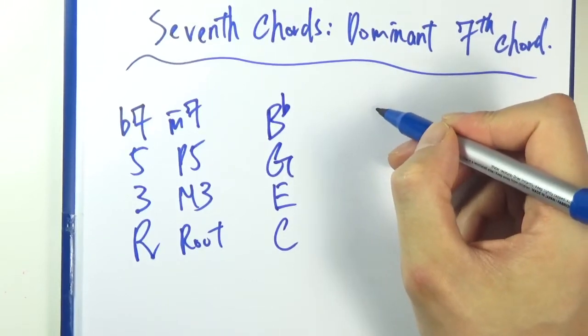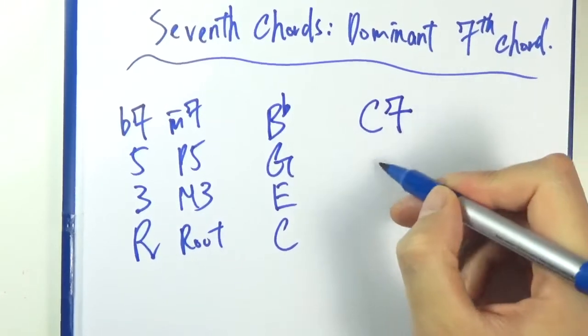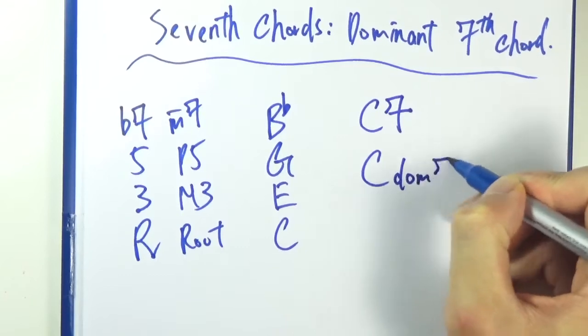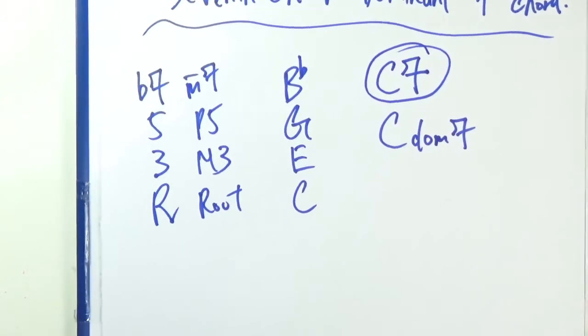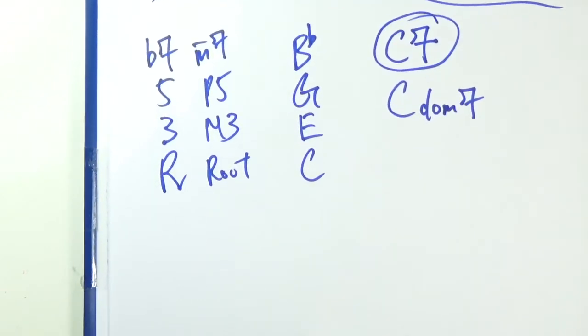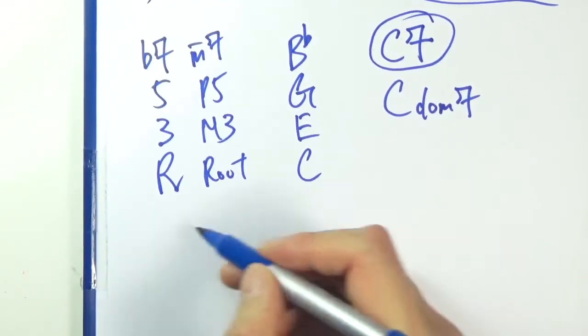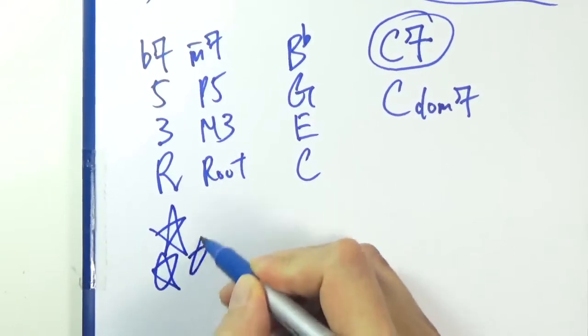We can notate it as a C7 chord. Sometimes we see something like this as well, but mostly just this. So that's how we would notate it. Overall, this chord is very special. I'm putting asterisks here.